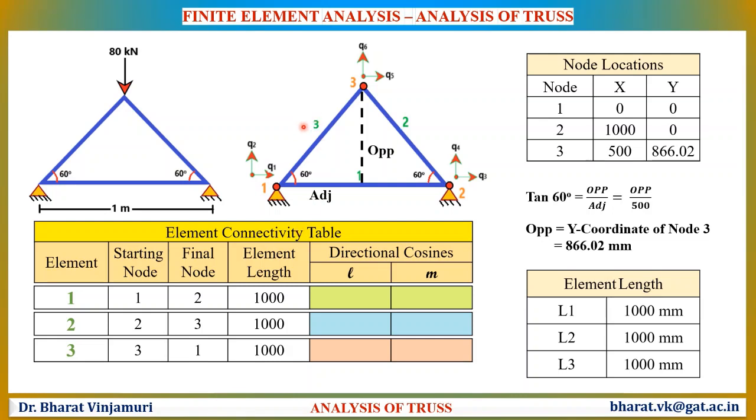Therefore, the starting node for element 3 will be node 3 and the end node is node 1. Therefore, element 3 will be in between the following displacements Q5, Q6, later Q1 and Q2. With this basics, let us now start finding the directional cosines.